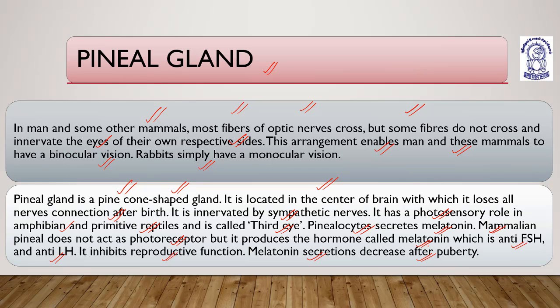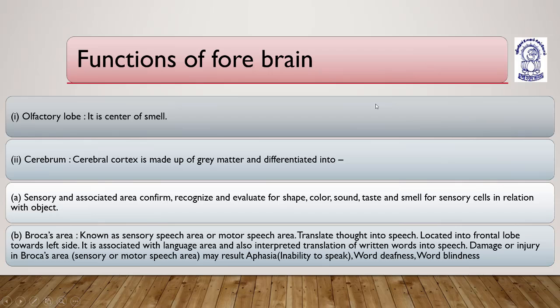Melatonin is anti-ovarian, anti-FSH and anti-LH. It inhibits reproductive function. Melatonin secretion decreases after puberty. Functions of the forebrain. What are the different functions of the forebrain?